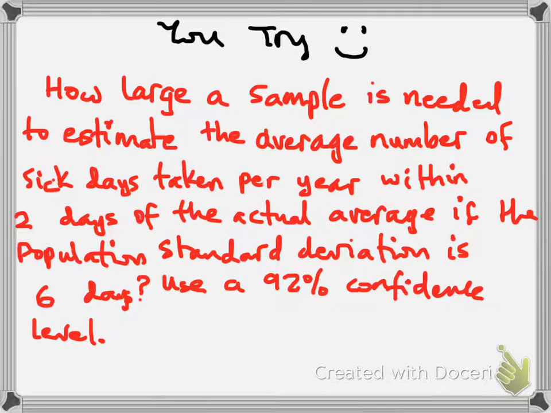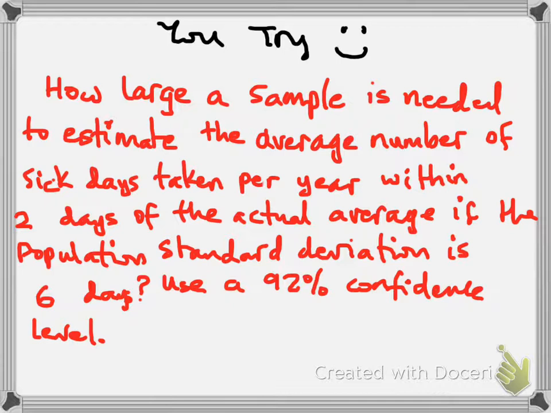All right, so what did you do? First of all, let's read the question. How large a sample is needed to estimate the average number of sick days taken per year within 2 days of the actual average if the population standard deviation is 6 days. Use a 92% confidence level. So we're trying to estimate the population mean for this one, right? That's what we're trying to estimate.